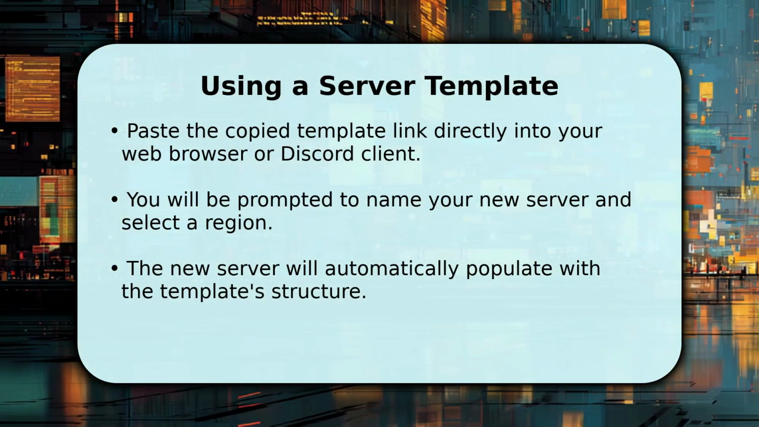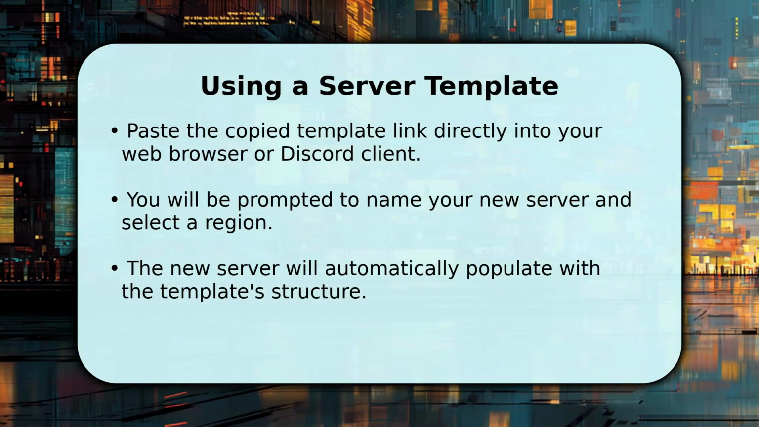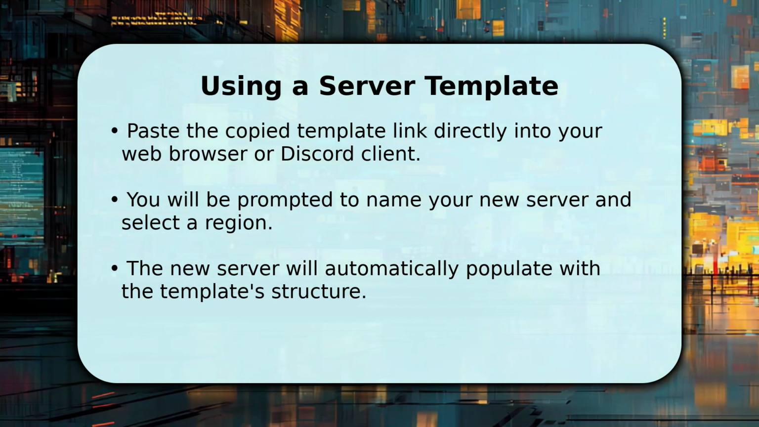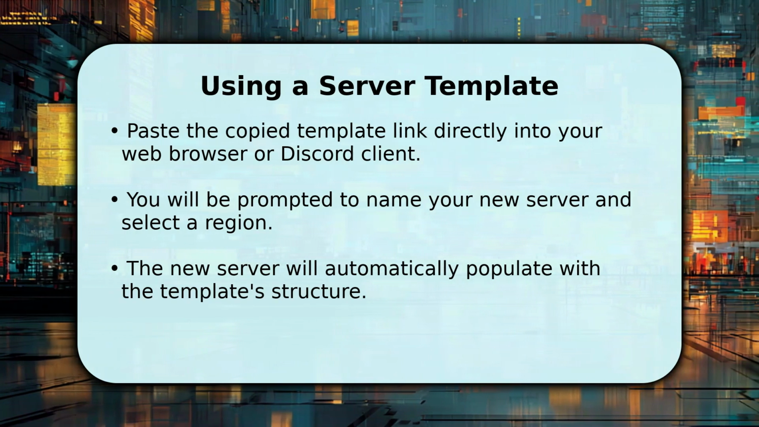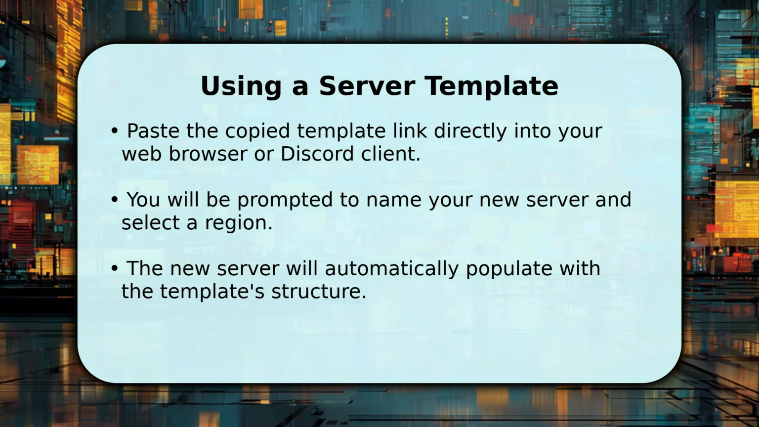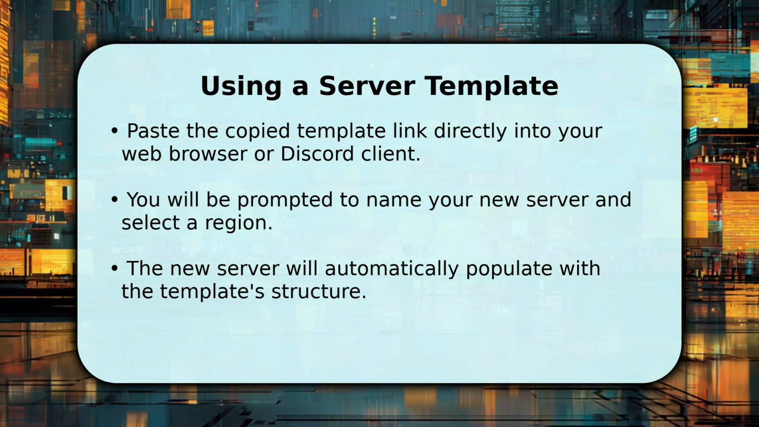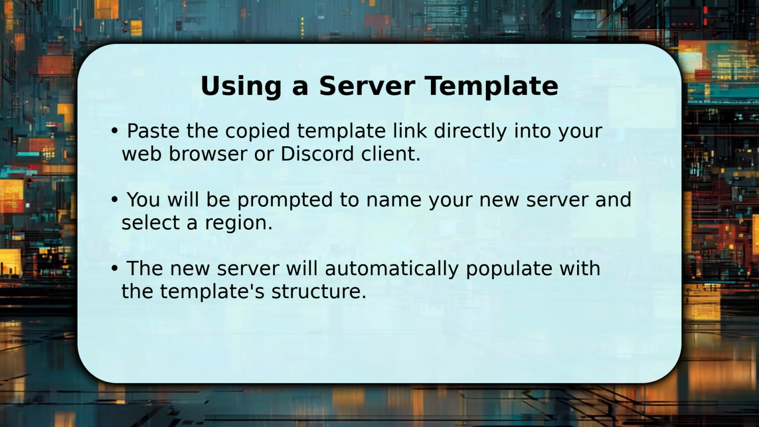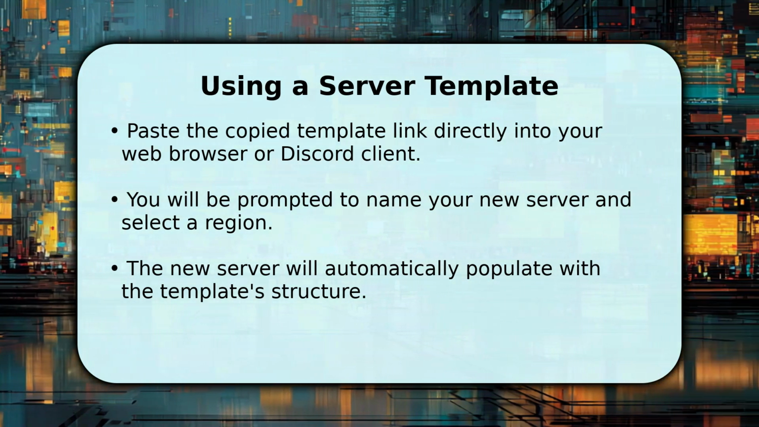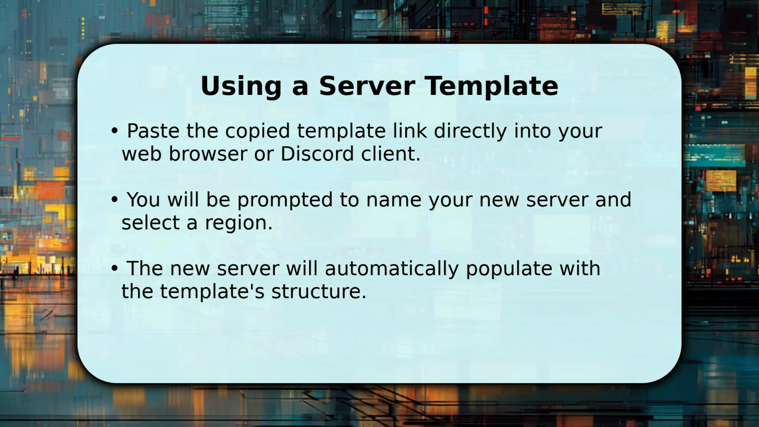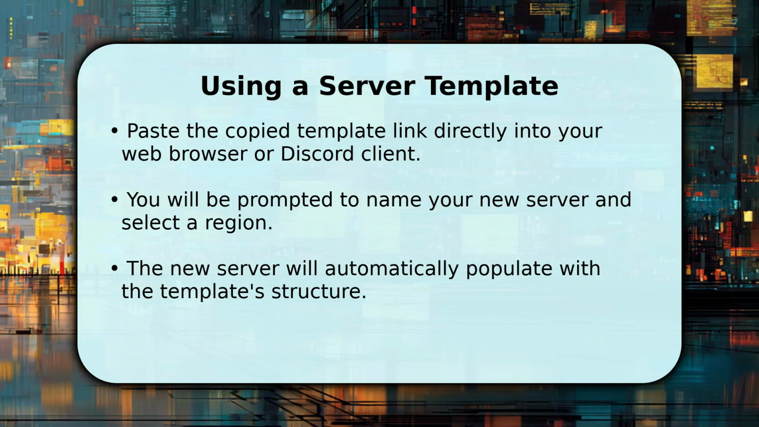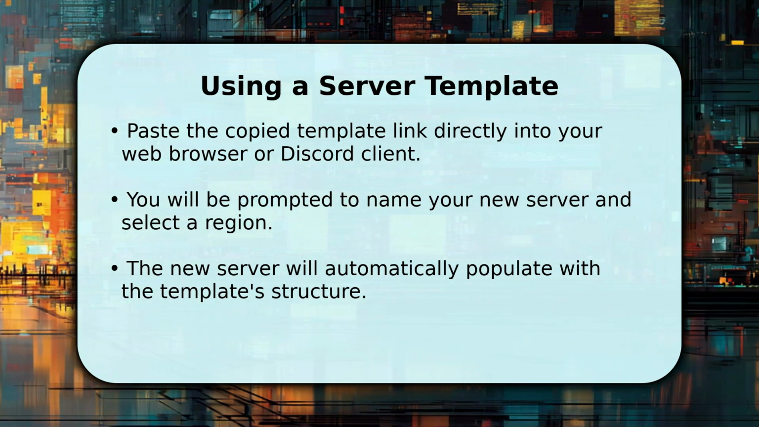To create a new server from your template, simply paste the copied link into your web browser or directly into the Discord application. A prompt will appear, allowing you to choose a new name for your server and select its preferred server region. Once you confirm these details, click Create. The new server will instantly appear in your server list, fully equipped with all the channels, roles, and permission settings defined in your template, ready for your community to join.